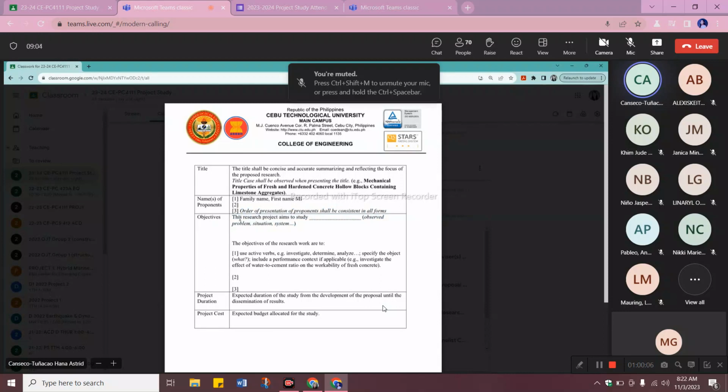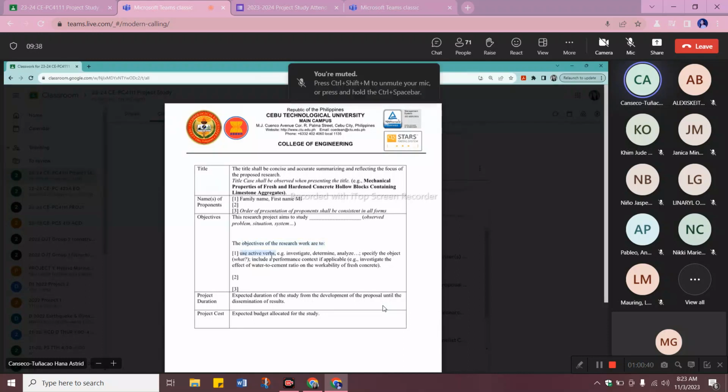Next, objective. This research project aims to study blank. That is, observe a problem, situation, or system. No? You have a situation that you want to address. You have a problem, no? Which was the first activity that we have, identifying a problem, or the systems or procedures that you may wish to further improve. The objective of the research work are to blank.